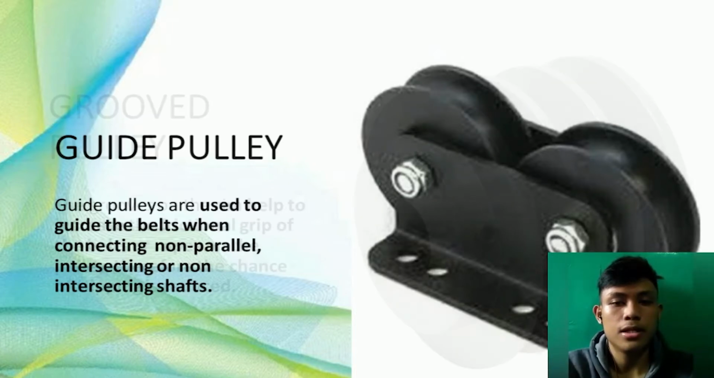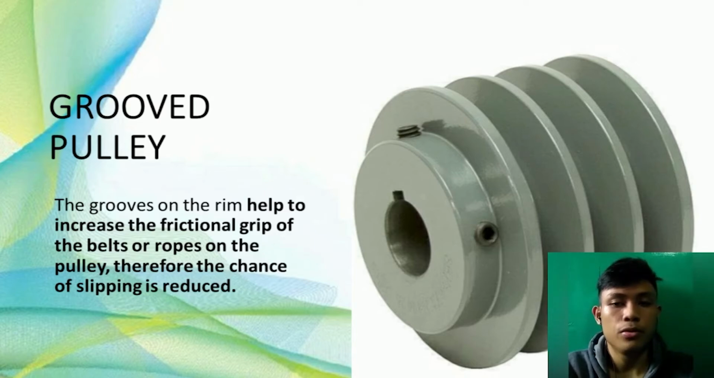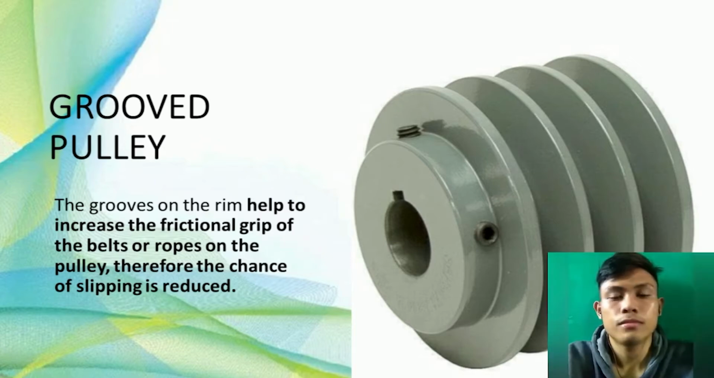And last but not least, the groove pulley. Groove pulleys have V-grooves or circular grooves on the rim to carry V-belts or ropes. It is generally made from cast iron. The groove on the rim helps to increase the frictional grip of the V-belts and ropes on the pulley. Therefore, the chance of slipping is reduced.